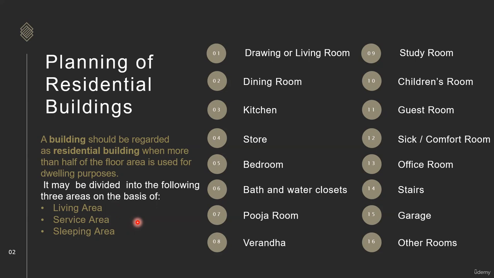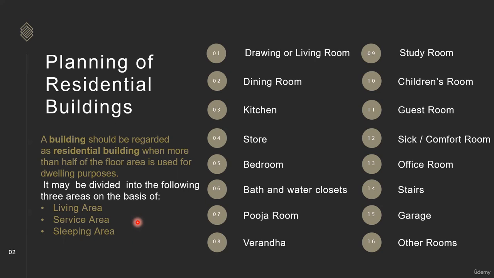Whatever the size of the rooms or the area, whether it is a large area or a small area, we need to provide the living area, service area, and sleeping area in all building plans. Other than that, the garages, office rooms, sick room, comfort room, guest room, children's room, study room, and puja room all depend upon the requirements of the client, the economic conditions of the client, and the size of the area. According to that we need to plan.